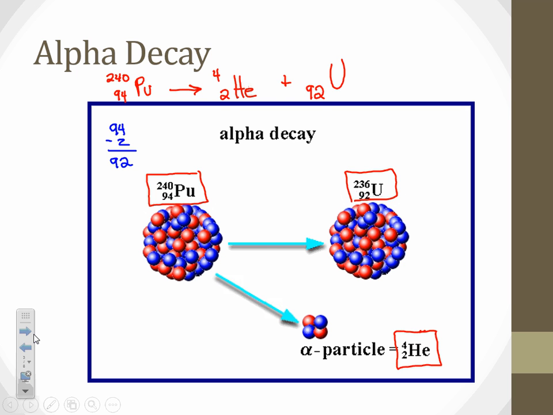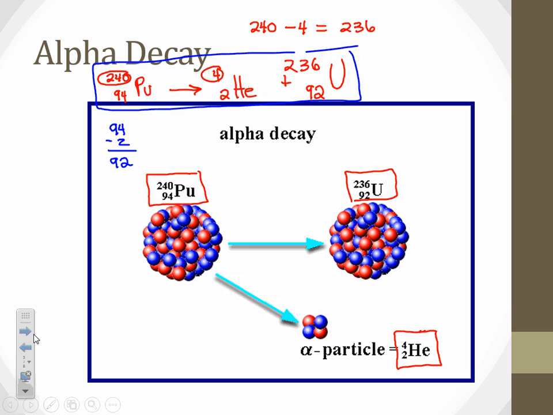The mass number, though, is this upper number. Take 240 and subtract 4. So 240 is the mass, minus 4 from the helium gives me 236. That's how we determine the isotope. So there's your equation for this graphic.